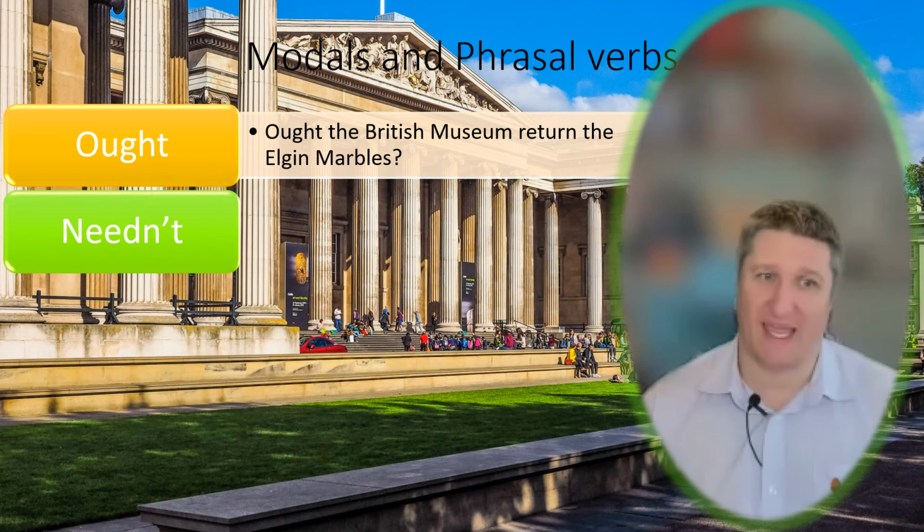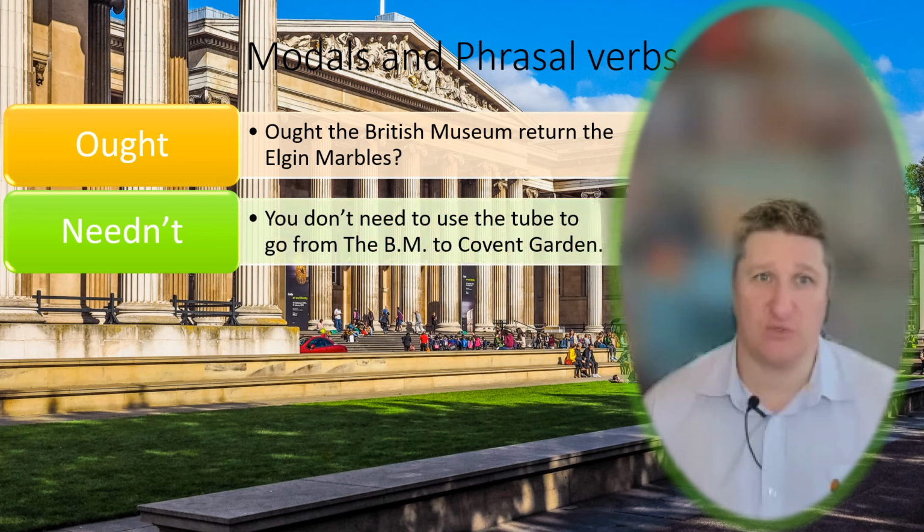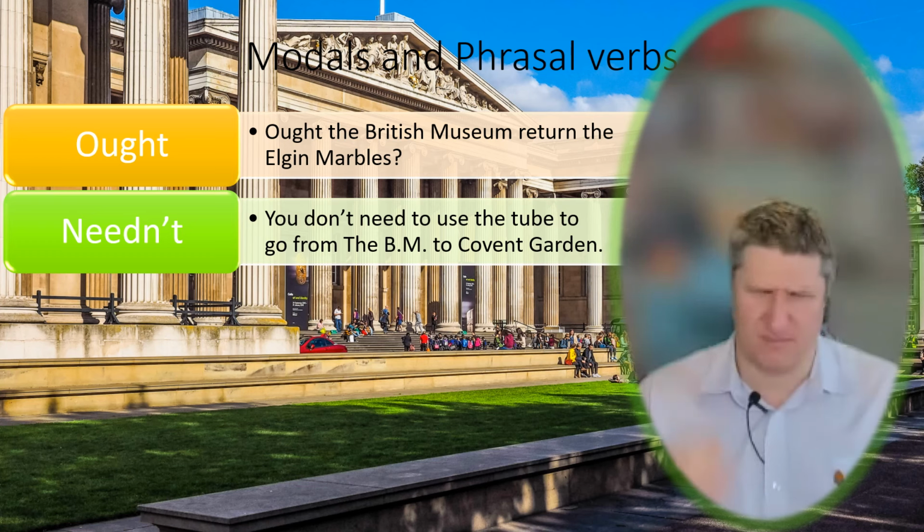Needn't is not the opposite of need, that is prohibition, but rather the absence of obligation. And this is the same with don't have to, such as you don't need or you don't have to use the tube to go from the British Museum to Covent Garden. This is because they're quite close and easily walkable. And actually, I think Covent Garden is the tube station you need to go to get to the British Museum, but don't quote me on that.